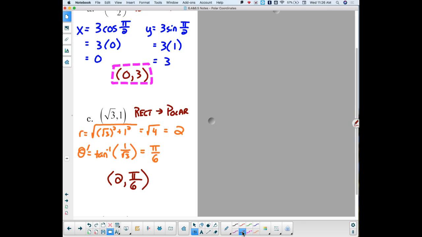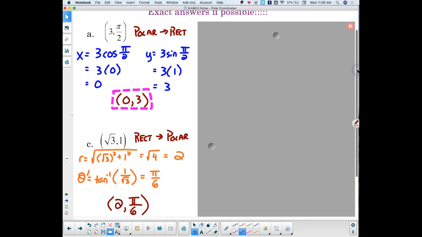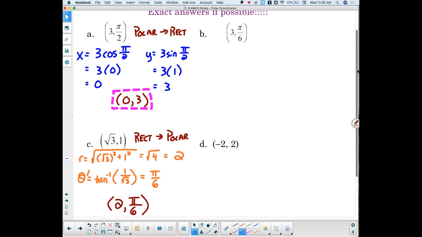Yes'm? What I would like you to do now is I would like you to do B and D. B and D. 3, pi over 6, is that a rectangular into polar or a polar into rectangular? Polar to rectangular, because it's got an angle to go along with it.